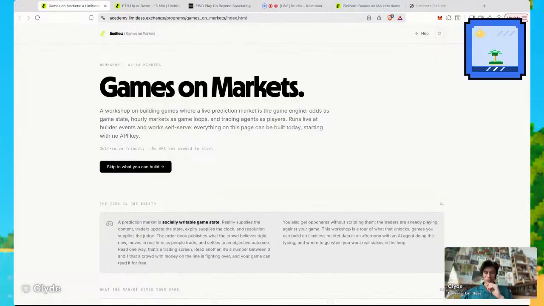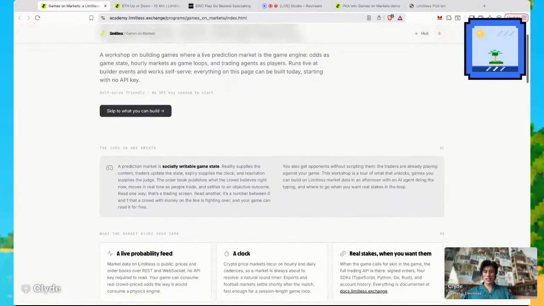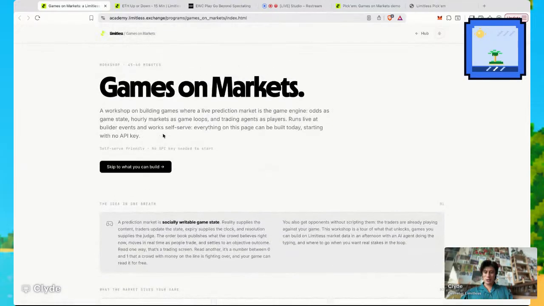So the thesis here and the main idea is that prediction markets are more or less a socially writable game state. These are markets and these odds are based off of reality. This is information about our world. When we look at odds about certain events, and when somebody decides to put money behind their conviction, that's updating the state of these markets. It's updating the odds, and in a regard, this can update the reality of a game state.